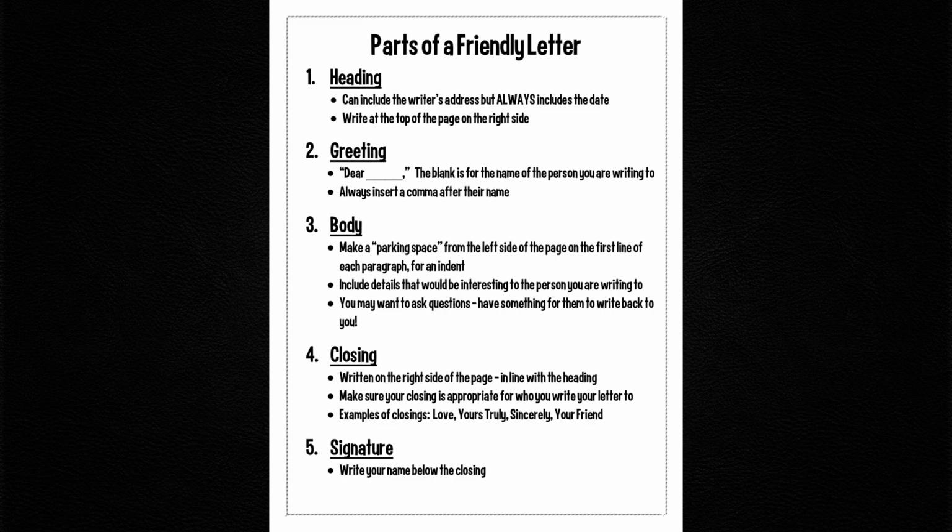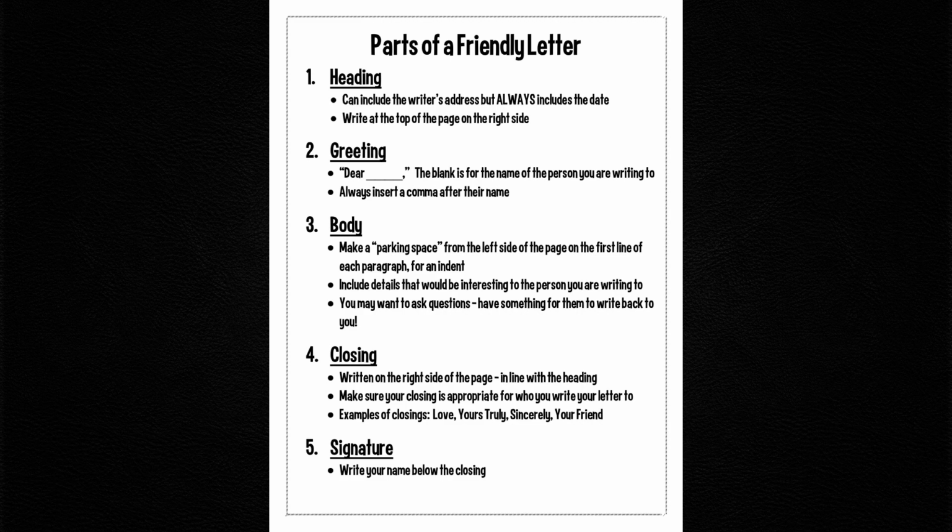The third part of your friendly letter is the body. There are 3 things that we want to remember about the body of your letter. First of all, it should be indented. Each paragraph should be indented. On this document, it says make what is called a parking space. That just means a space. Just leave a space for an indentation from the left side of the page on the first line of each paragraph. Also, in the body, include details that would be interesting to the person you're writing to. And third, you may want to ask questions. That will give the person that you're writing to a reason to write back.